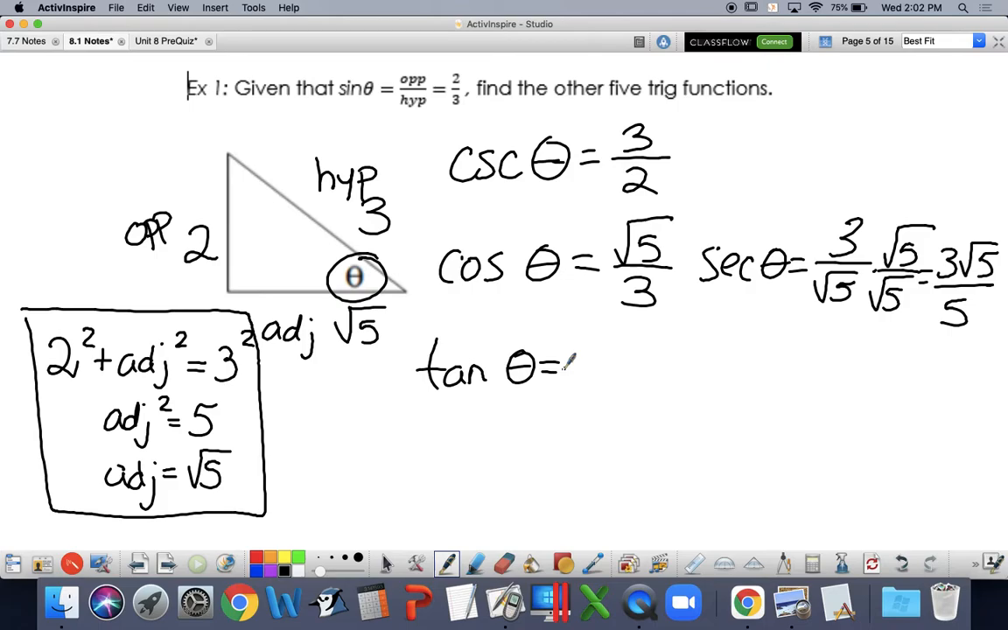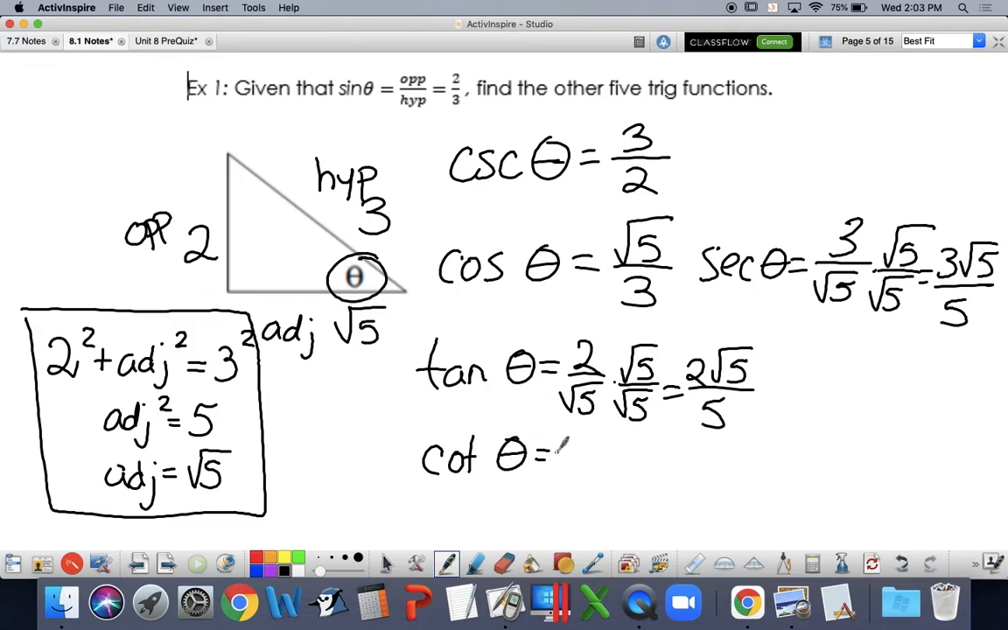All right, our last two, the tangent of theta. 2 over the square root of 5. And we run into that same problem where we have a radical in the denominator. So I get 2 square root of 5 over 5. And then cotangent, I'm not going to look at my final answer over here. I'm going to look at it just right here. I just flip these over. Square root of 5 over 2. Or you can just look at your triangle and know if tangent is opposite over adjacent, then cotangent is adjacent over opposite.